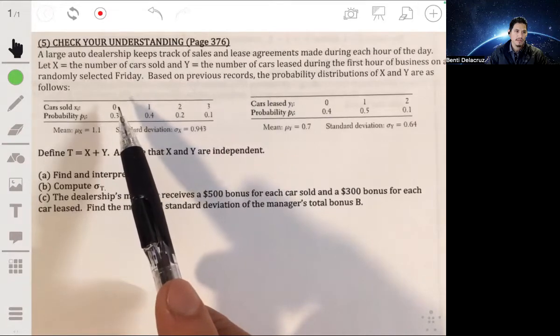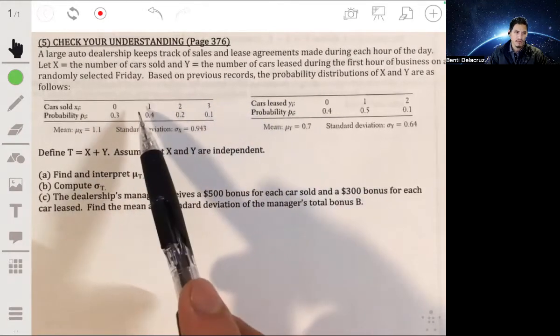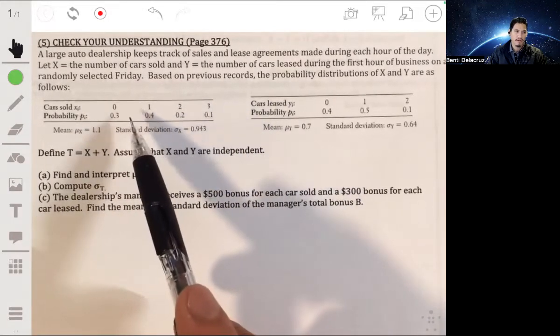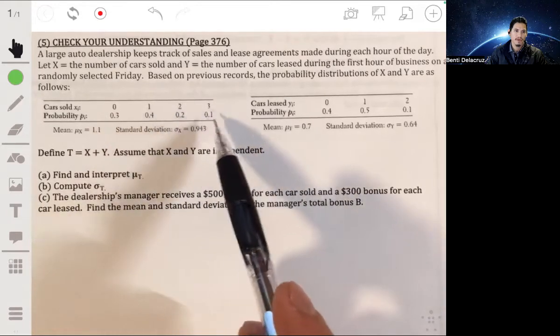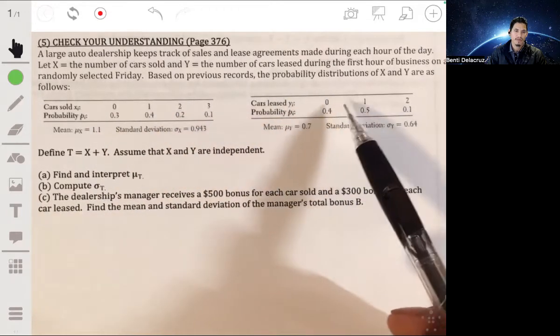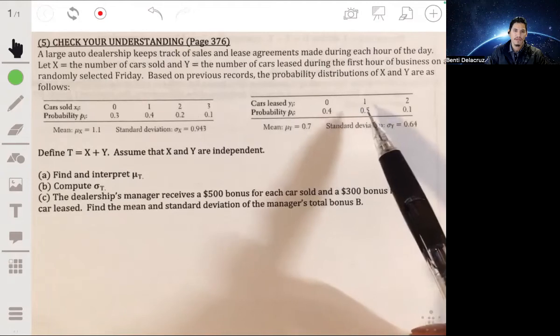X, cars sold: 0, 1, 2, 3, with probabilities 0.3, 0.4, 0.2, 0.1. Y, cars leased: 0, 1, and 2, with probabilities 0.4, 0.5, 0.1.